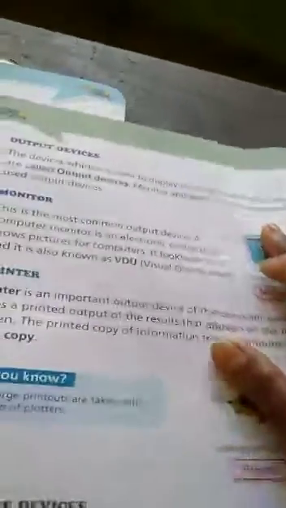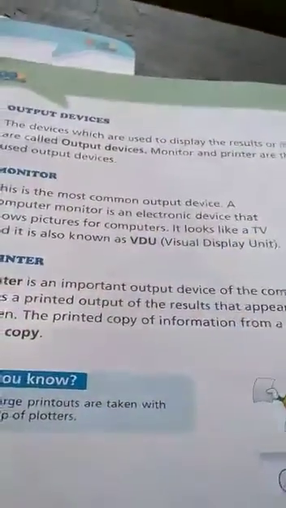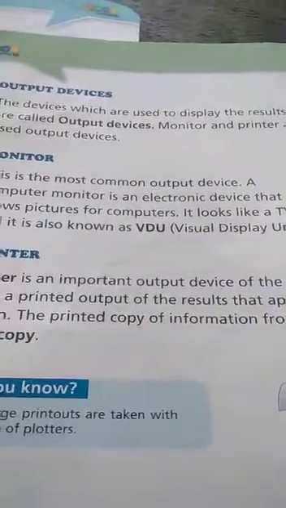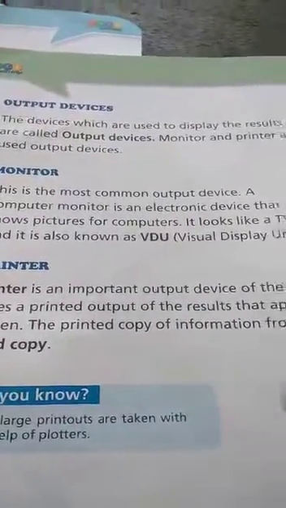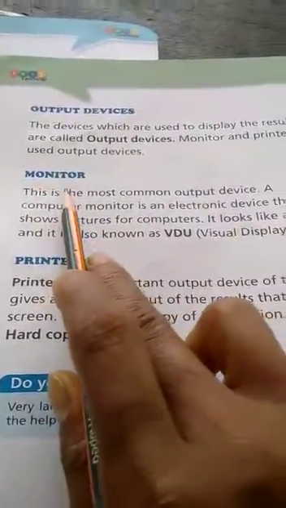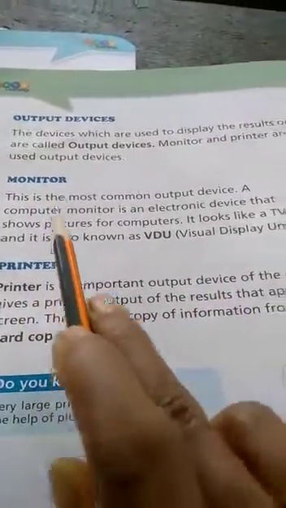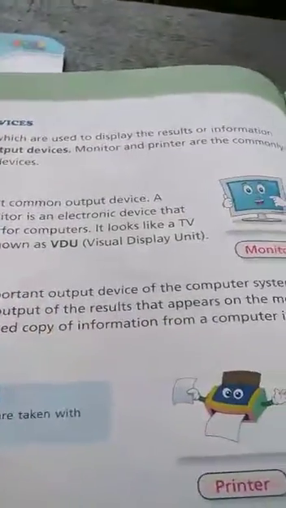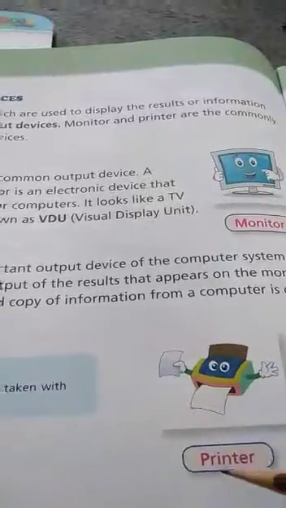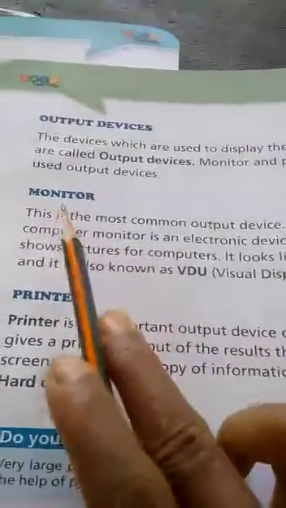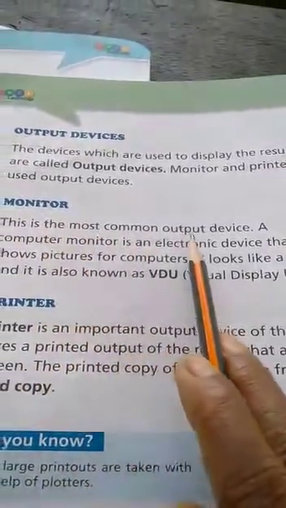And next one, output device. You can enter everything. How to get output? You can see it on the monitor. That is the monitor, an output device. And printer. You can enter text, and how to get the output? Through the printer you can get the printout. Okay. This is the most common output device.